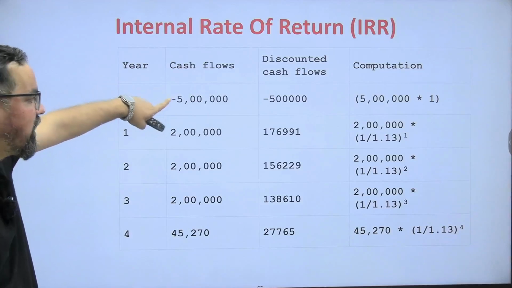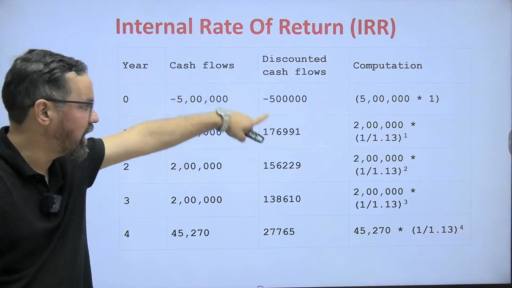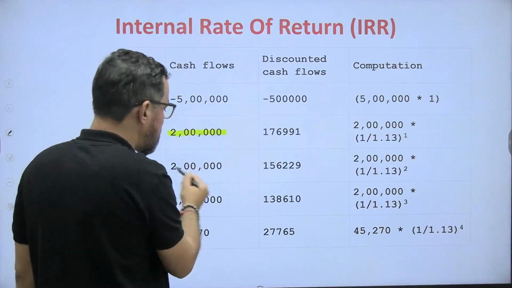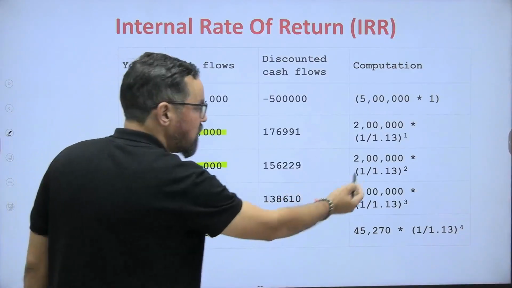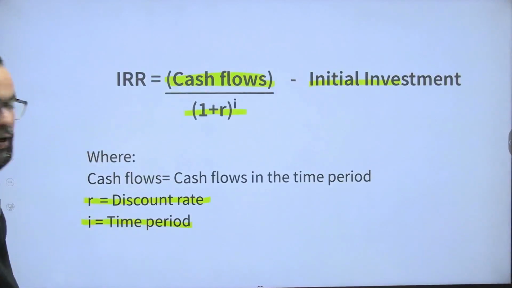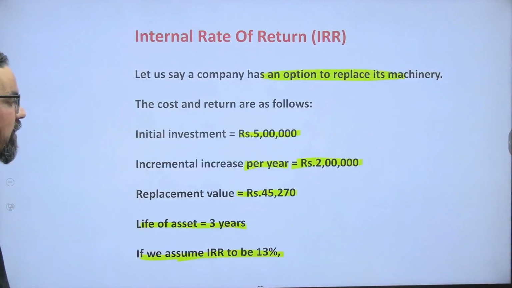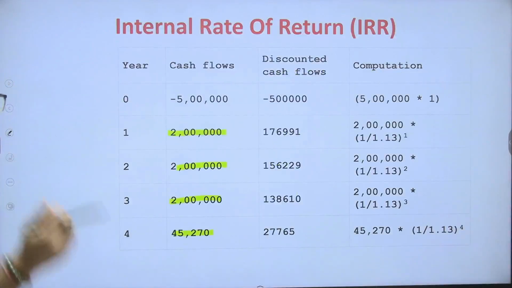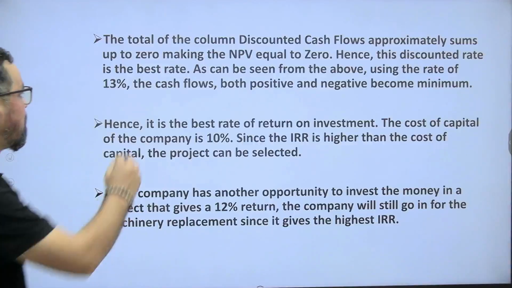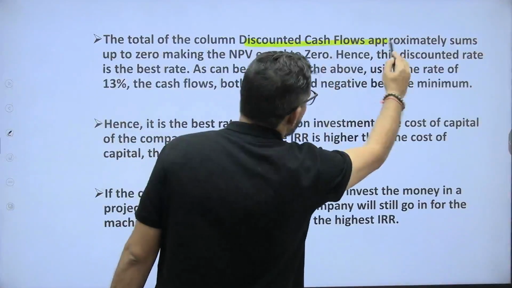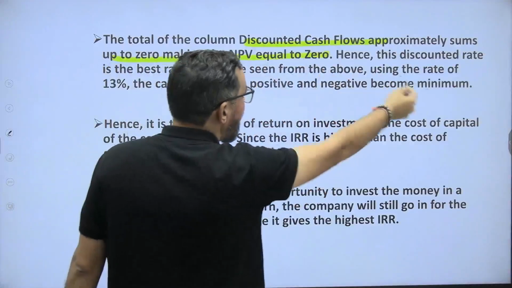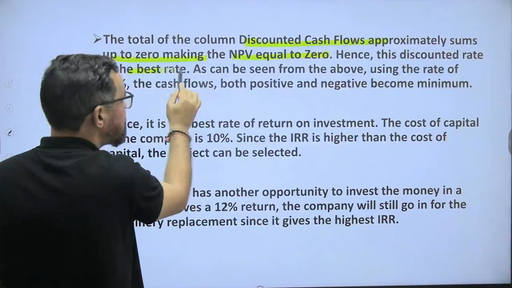Cash flow 5 lakhs and then after discounted cash flow, for the first year it is 2 lakhs. Every year we are adding this particular one. So again that same formula, that is inflow divided by 1 plus R to the power I, where I is your time period in this particular case and R is your discount rate. Okay? So if the total of the discounted cash flow column is approximately 0, making the NPV equal to 0, hence the discount rate is the best rate of 13%.